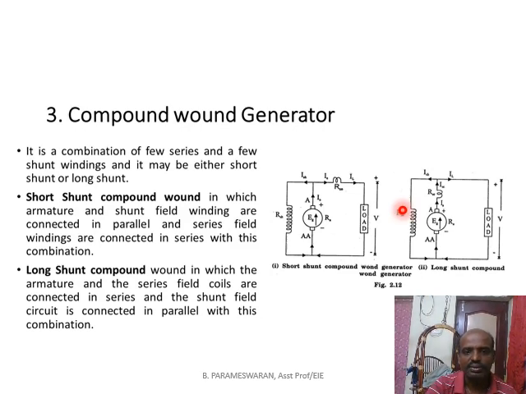So this is the compound generator. Here we have two configurations, short shunt and long shunt. In short shunt, the series field winding is connected in series with the load, and one field winding is connected in parallel to the armature. In long shunt, the armature winding is connected in series with the series field coils, and one more field circuit is connected in parallel to this combination.